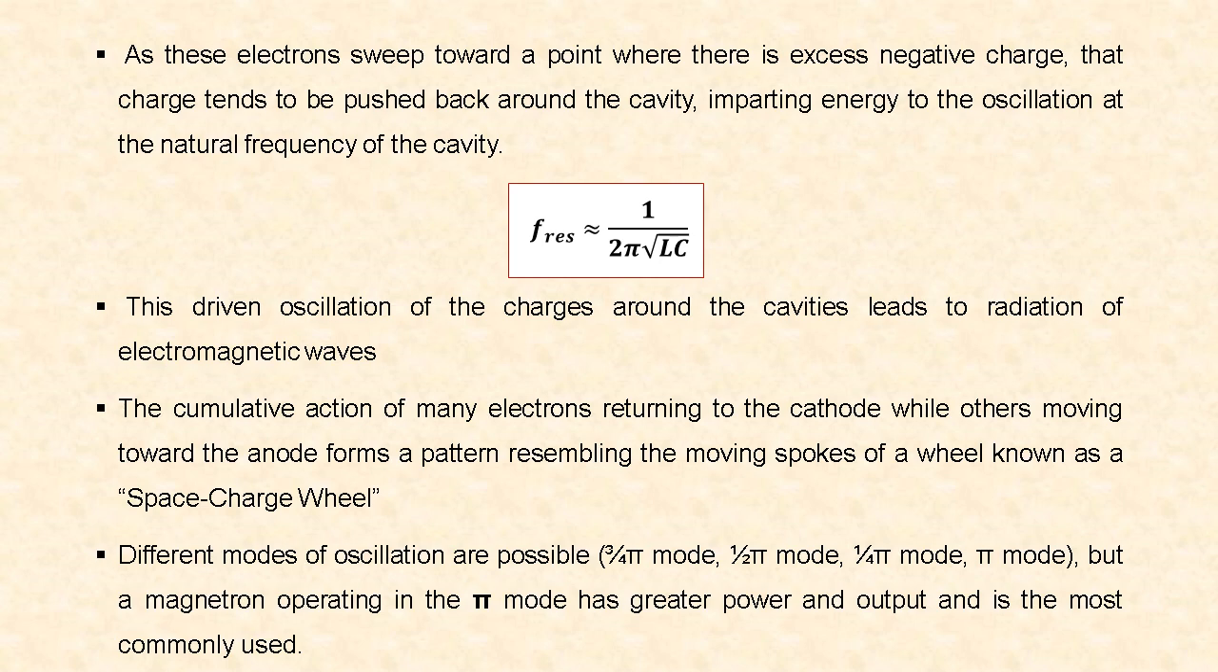Different modes of oscillation are possible, like pi mode, 3 by 4 pi mode, half pi mode, 1 by 4 pi mode, etc. But a magnetron operating in the pi mode has greater power and output. Hence, pi mode is most commonly used. And one more thing, the resonance exhibited by the cavity will be analogous to parallel resonance circuit.